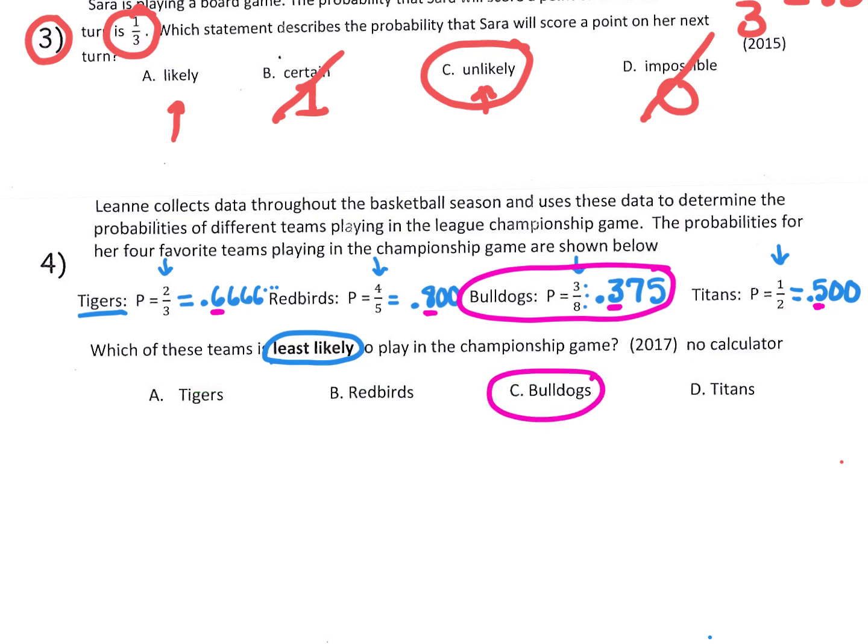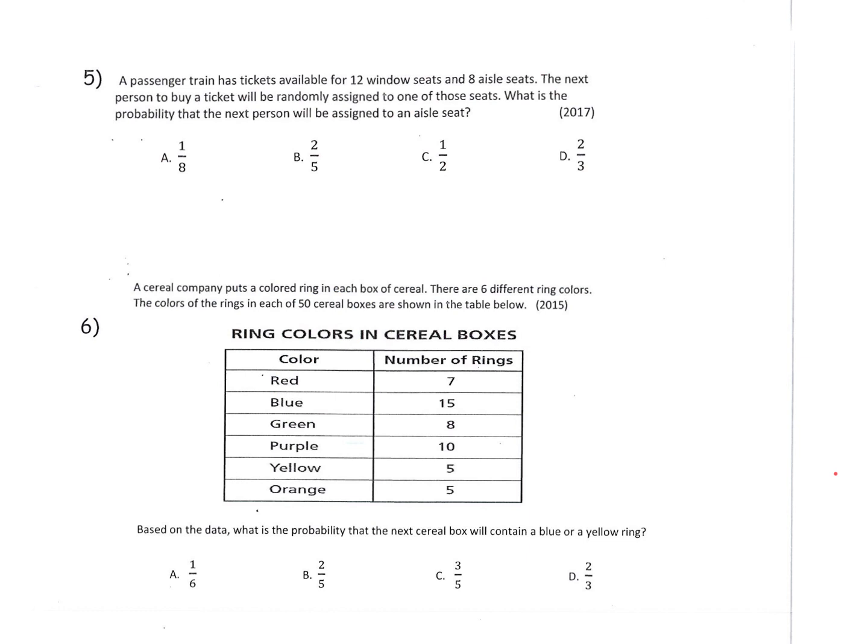Let's move on to page 2. Let's take a look at calculating some probabilities. And again, it's going to be very important to turn all your fractional amounts into decimals as we compare. Let's take a look at number 5 together. It states, a passenger train has tickets available for 12 window seats and 8 aisle seats.